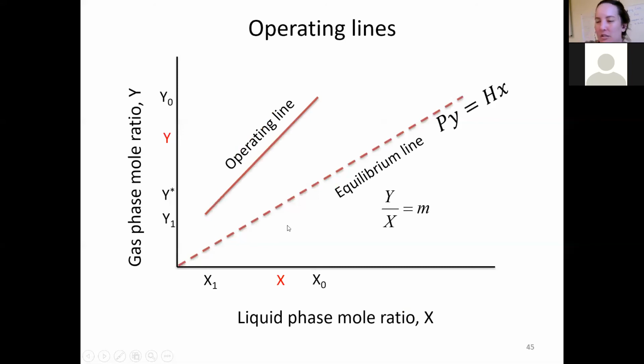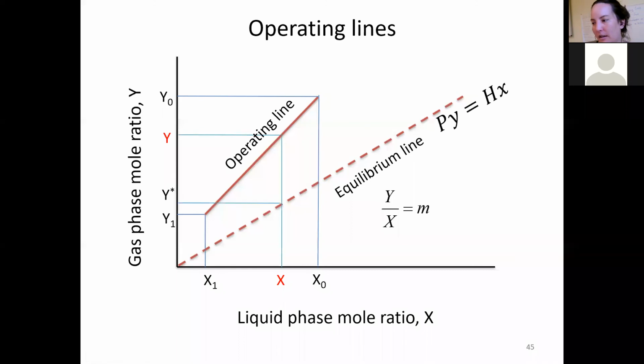Okay, but when we actually run these devices, we tend to not have equilibrium. But we have a certain amount of gas, and it doesn't necessarily completely saturate the liquid. So the actual operating line is going to be shifted and will lie somewhat here to the left of the actual equilibrium line. And this difference is related to the rate of mass transport.